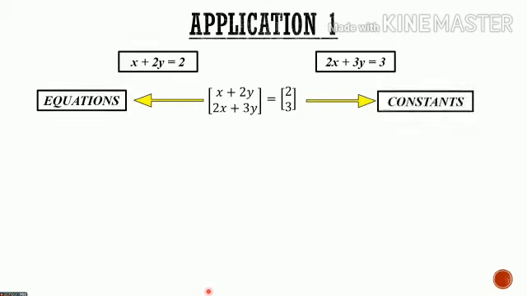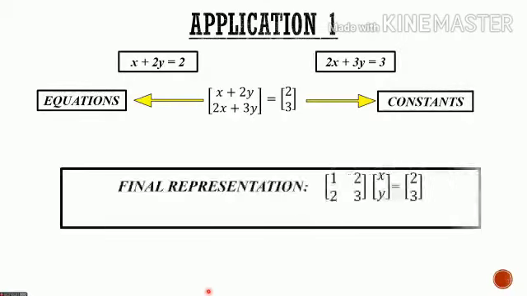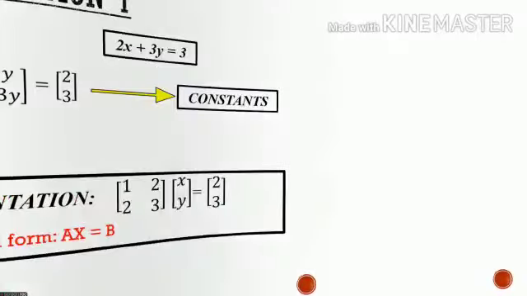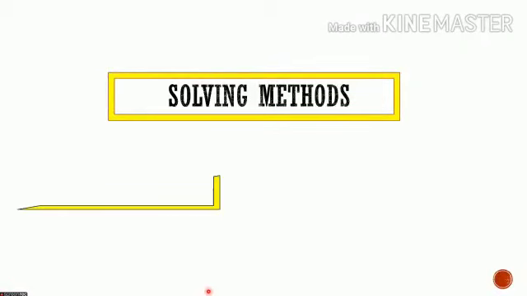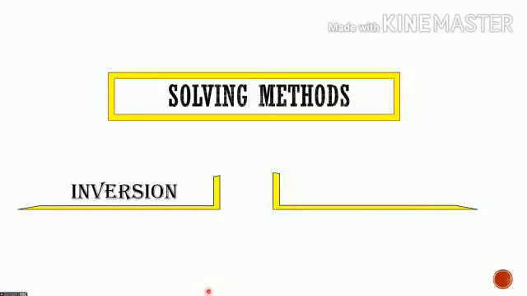Using multiplication of two matrices, we can get the form Ax equal to B, where A is the coefficient matrix, X is matrix of variables, and B is matrix of constants. To solve matrix equation, there are two methods. First one is inversion method, second one is reduction method.